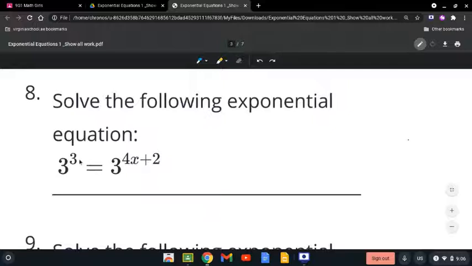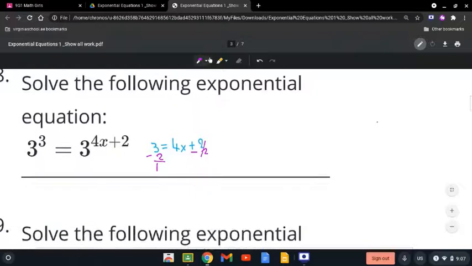So first we're going to use the exponents. So 3 equals 4x plus 2. And now we want to leave x alone. Here we have positive 2, so we have to use the opposite sign, which is negative, and we're going to subtract 2 on both sides. 2 minus 2 is 0, and then here 3 minus 2 is 1. So now I have the answer.